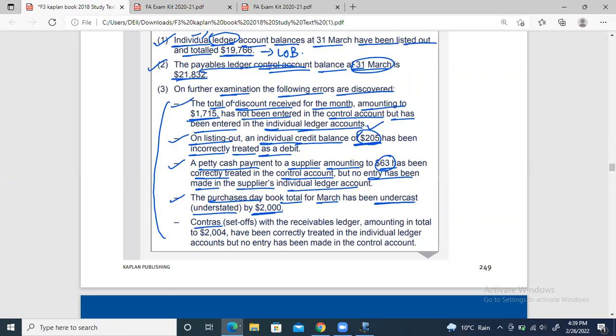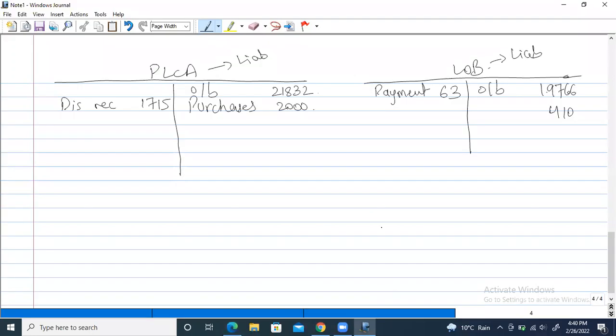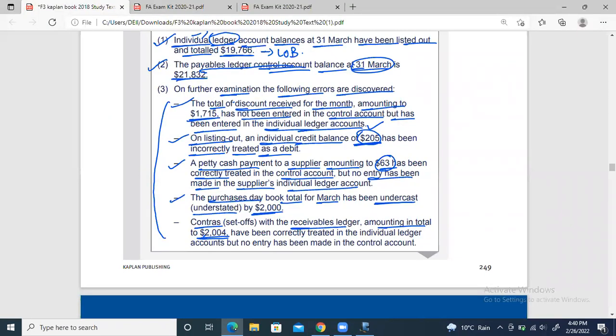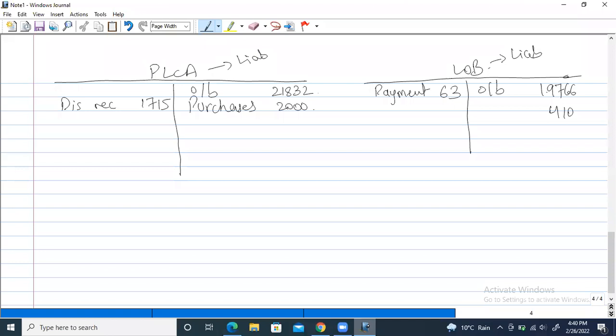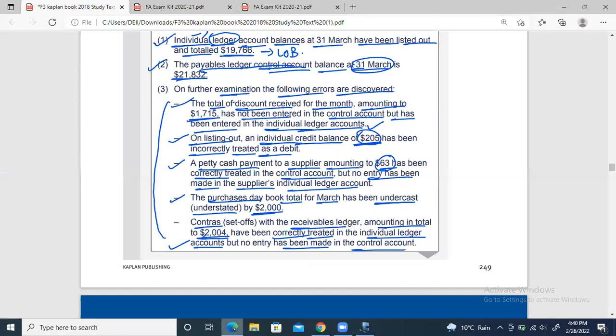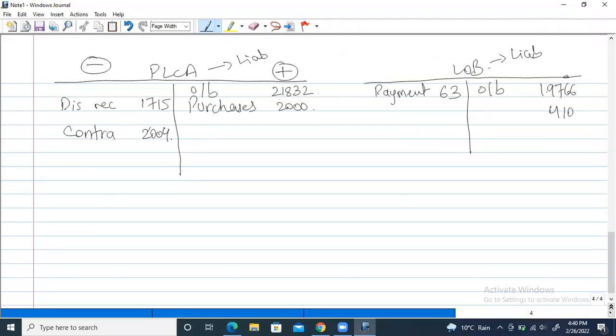Now the last thing, contra entries with the receivable ledger amounting in total to 2004. We debit purchases and we credit payables, so we are increasing the purchases and the payables over here because it was undercast. Now the contra entry in total of 2004 has been correctly treated in the individual ledger accounts, so the individual is good to go, but no entry has been made in the control account. So we'll correct it in the control account. A contra entry reduces the payable, and for reducing the payable we debit. So the contra will be a debit, and the amount is 2004.